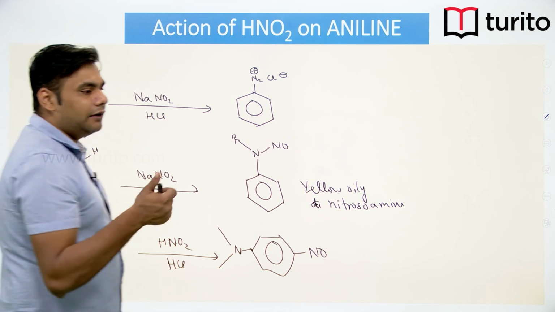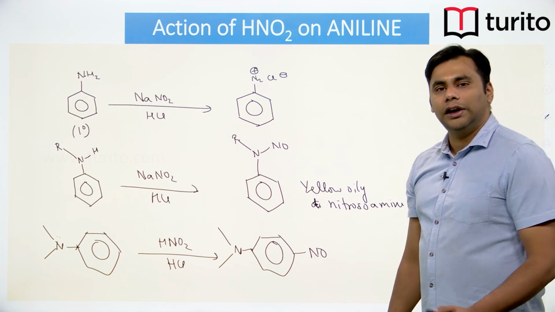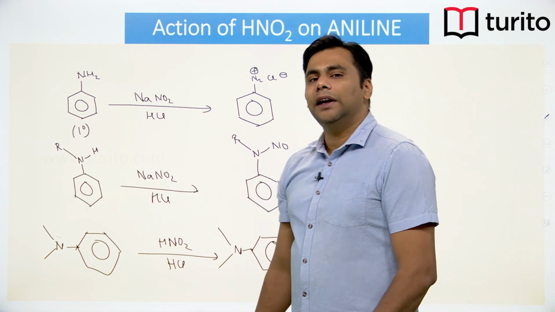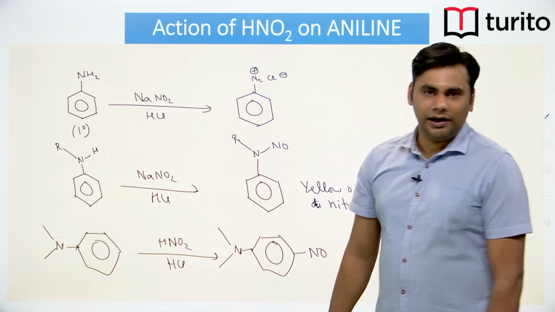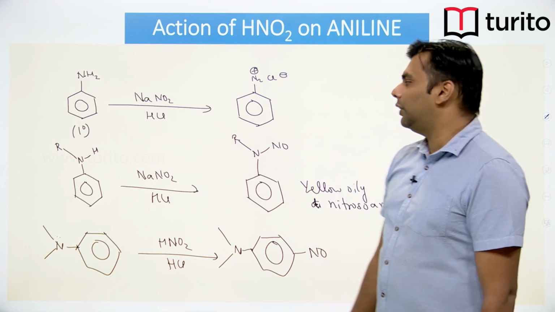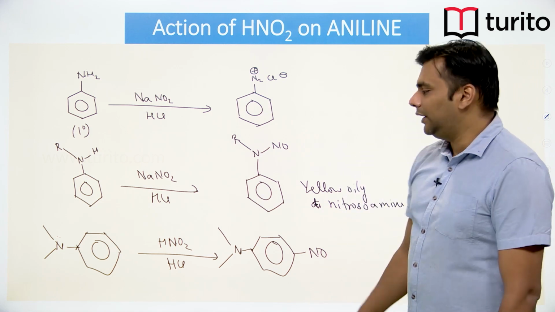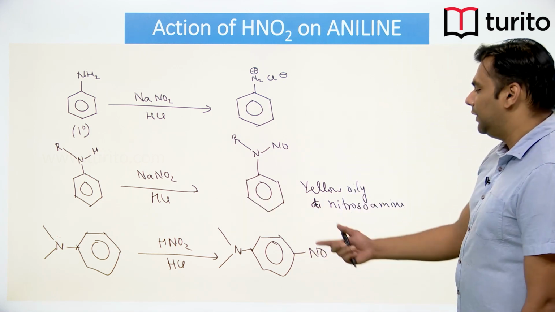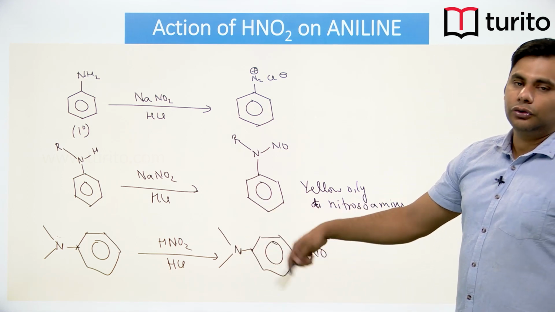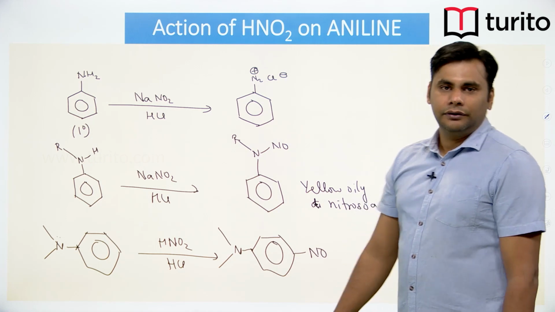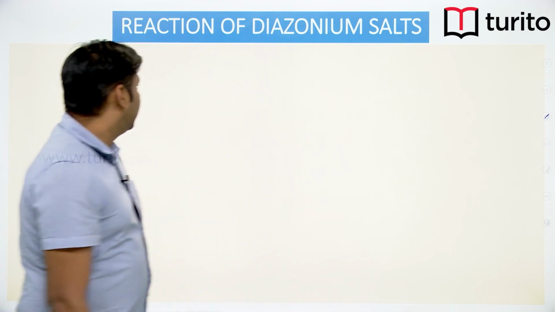So basically an aliphatic 1-degree amine gives alcohol, aliphatic 2-degree amine gives a yellow oily liquid nitrosamine, aliphatic 3-degree amine gives us a quaternary salt, aromatic amine like aniline gives us benzene diazonium salt, 2-degree aromatic amine gives us yellow oily nitrosamine, 3-degree aromatic amine gives us an EAS product. Because NO plus is formed, the benzene ring is activated, so NO will go and attack at the benzene ring. Now let's come to the reactions of diazonium salt.